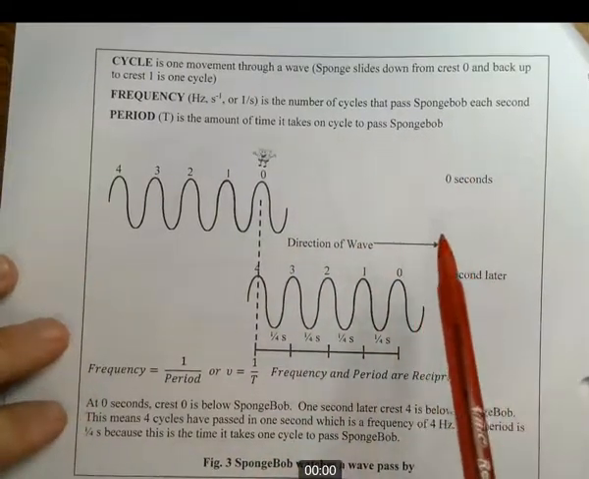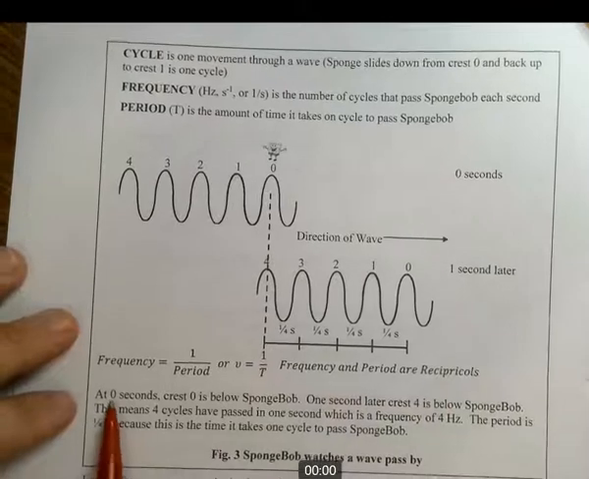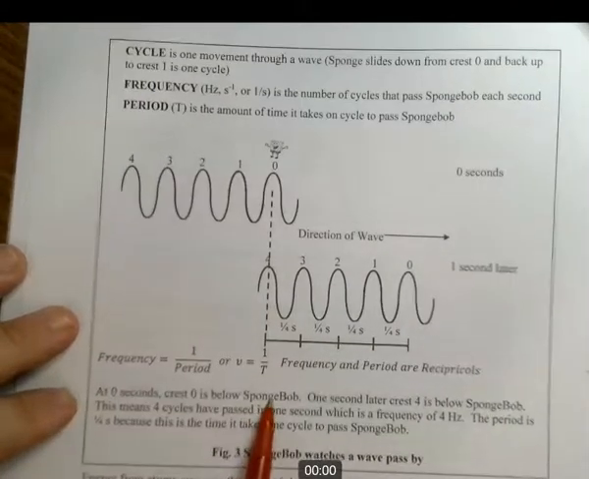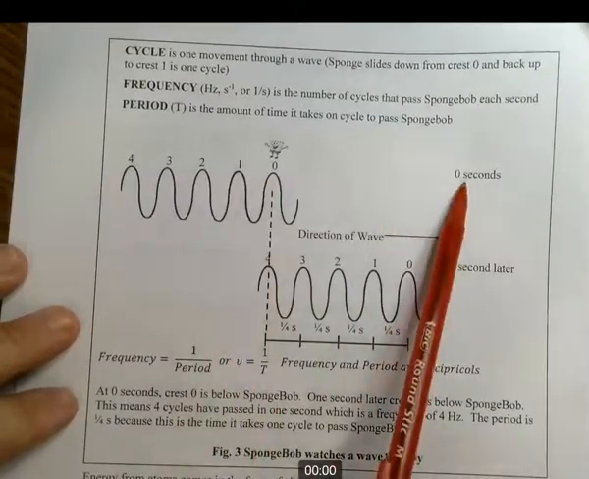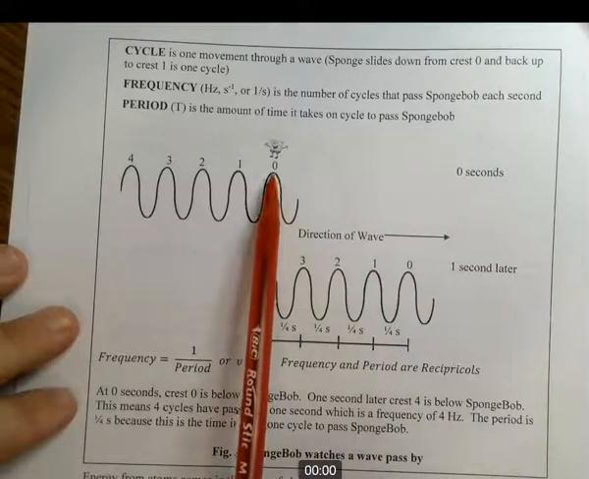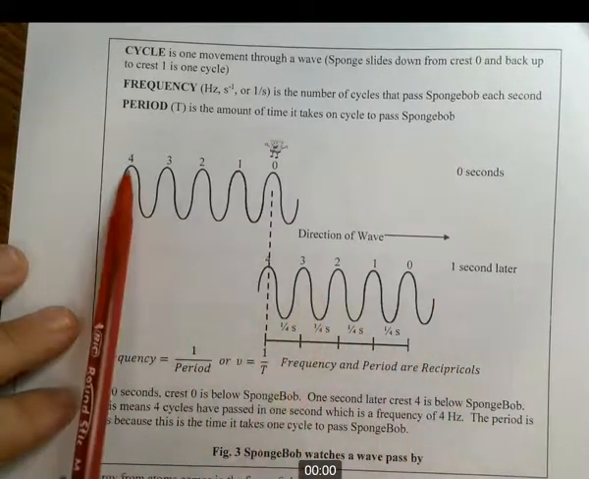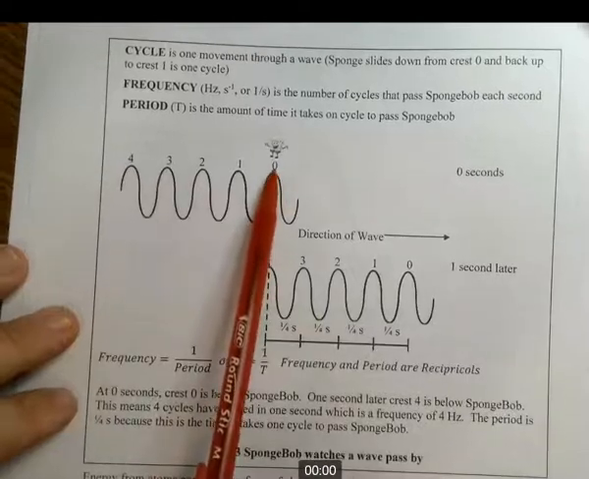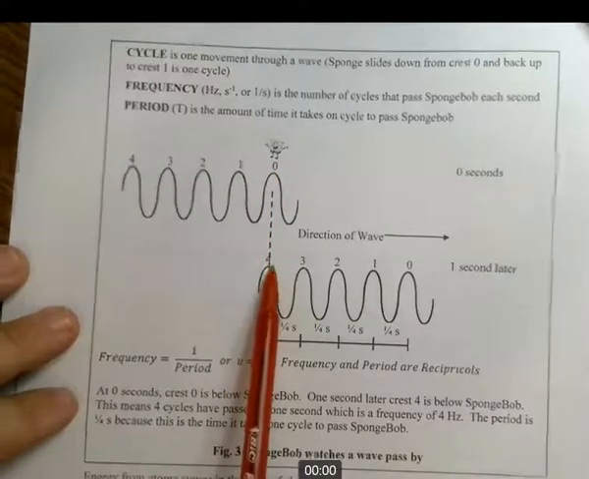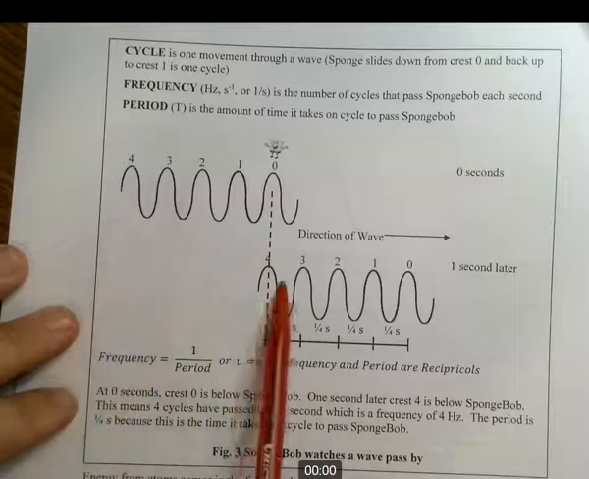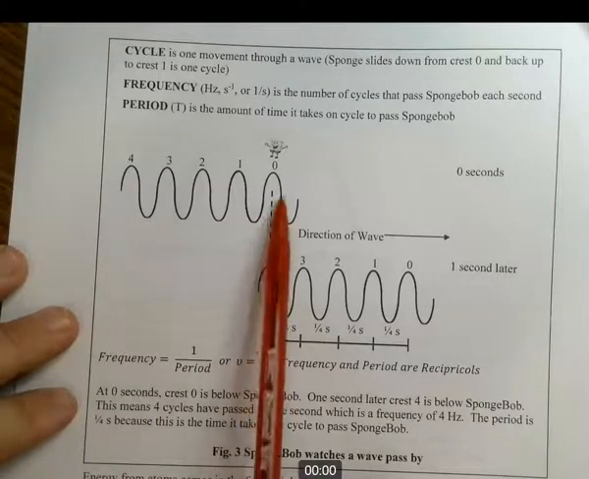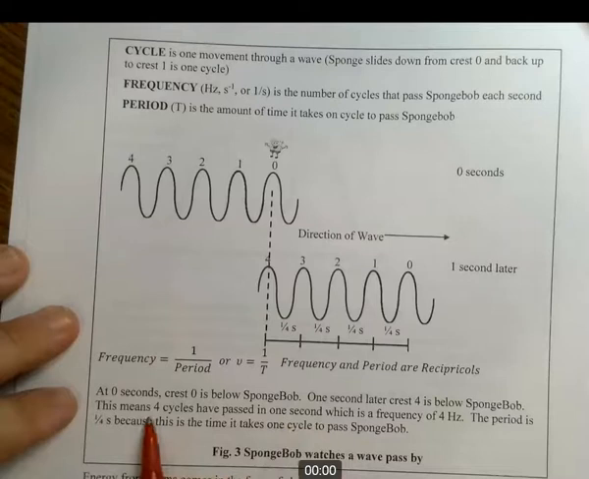So let's say, as in an example here, at 0 seconds, crest 0 is below SpongeBob. So that's right here, that's 0 seconds, and he's standing right above crest number 0. 1 second later, crest 4 is below SpongeBob. So here's 1 second later, and this crest has moved over to be below him. So this is kind of like a before and after picture. So this crest 4, it's the same wave, but 1 second later, it's now below him. This means that 4 cycles passed in 1 second, which is a frequency of 4 hertz.